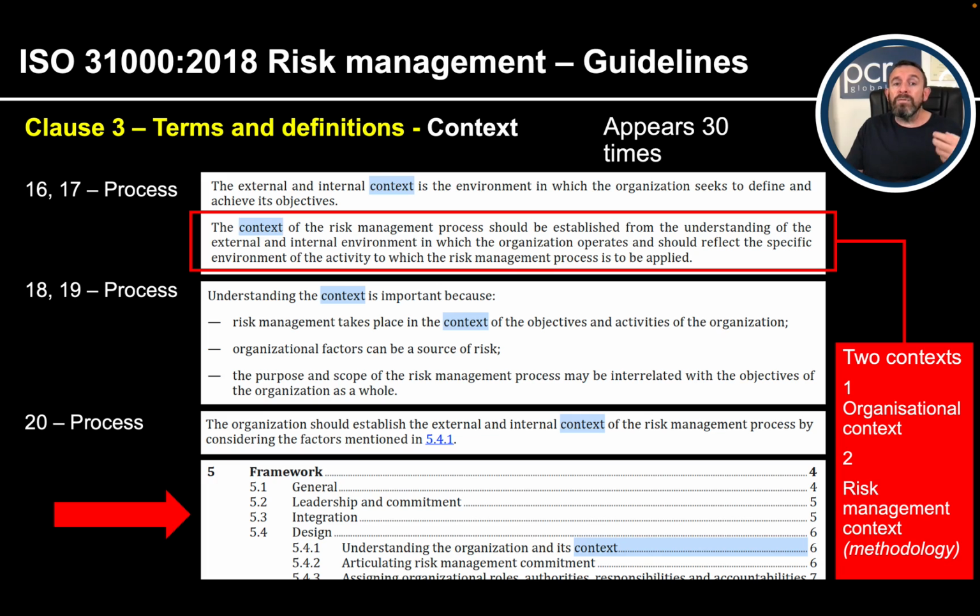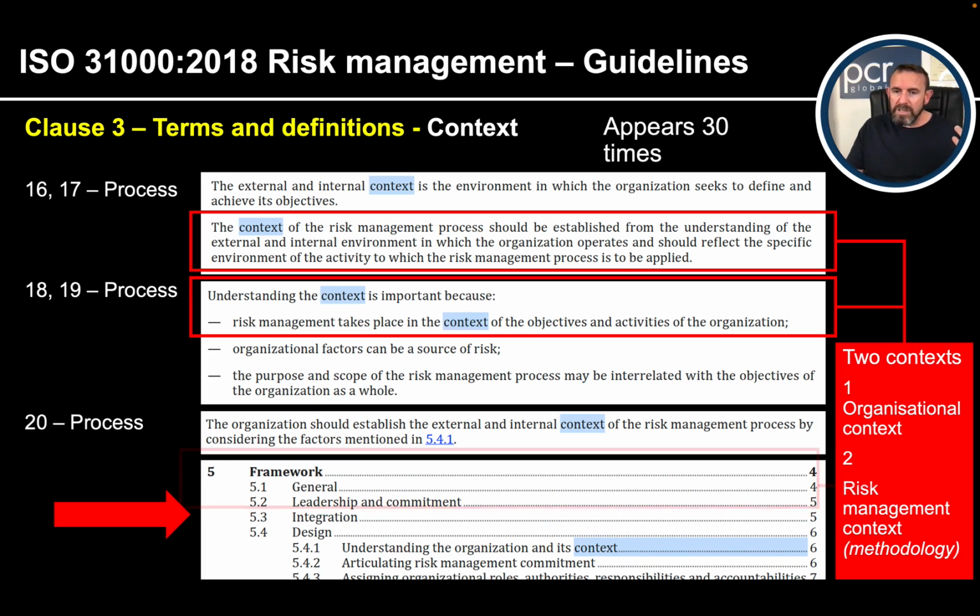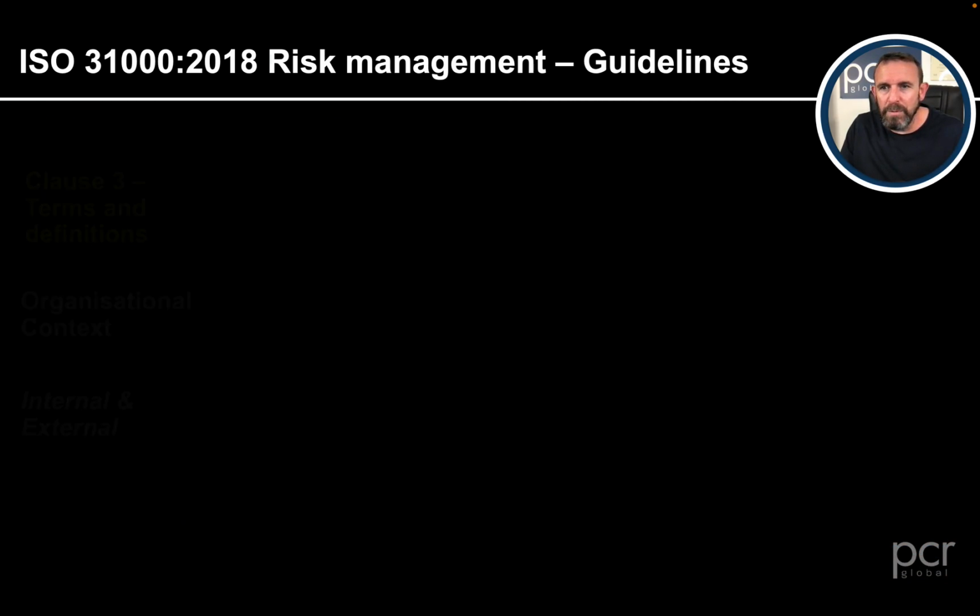So as we can see there, the first mentioning the context of the risk management process should be established from the understanding of the external and internal environment. The context of the risk management process. And here we have the risk management takes place in the context of the objective. So again, you can see that separation of the two, and you can see the reference to the two. The organisation establishes the external and internal context of the risk management process by understanding its external and internal context. Hopefully this is really simple. We can see that's 20 times this has been mentioned. It's really, really important. Okay, moving on.